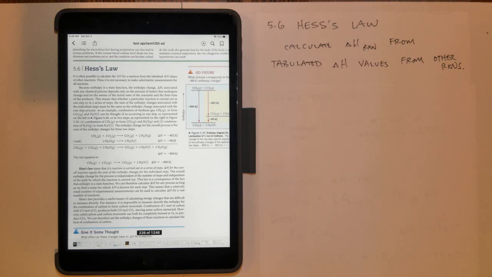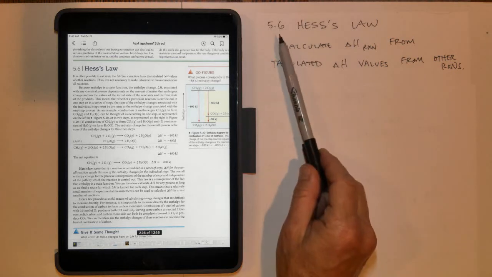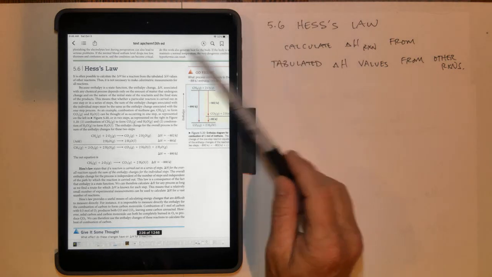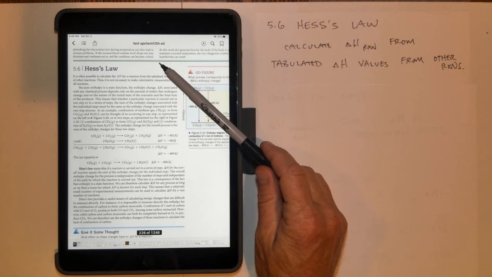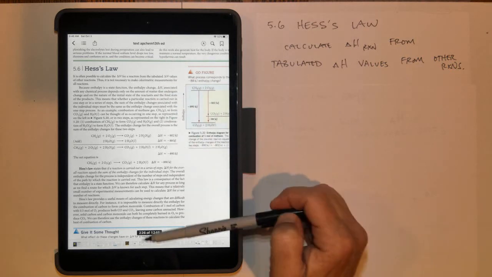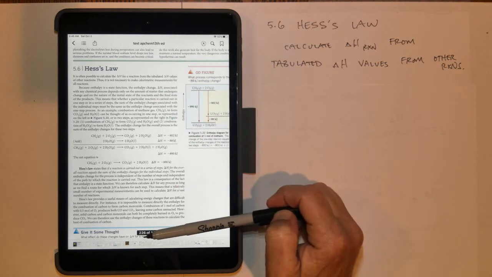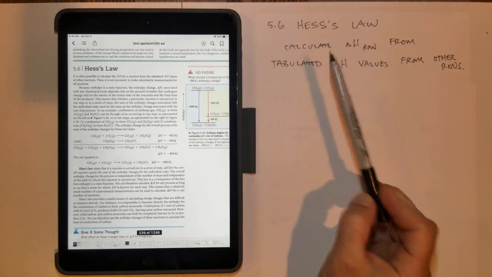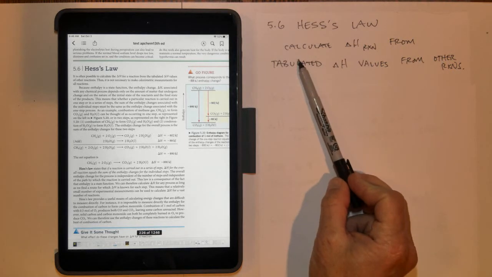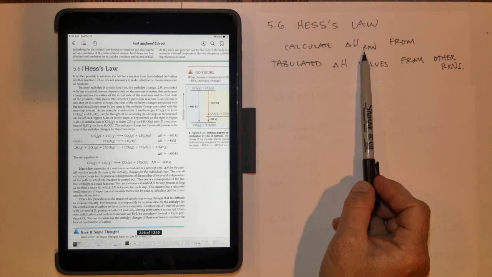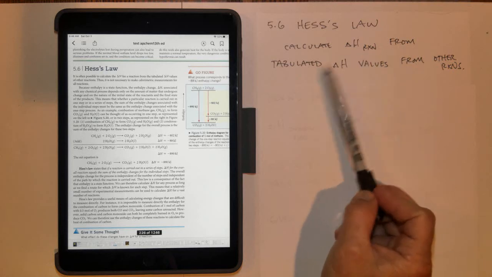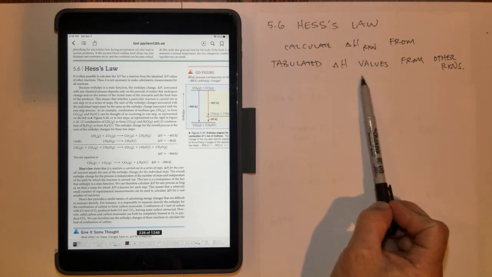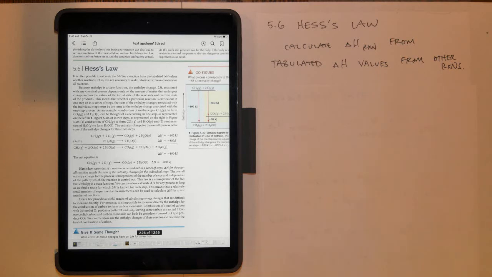So in this video we'll look at Hess's law. Hess's law is section 5.6 from Brown-LeMay-Bursten's 13th edition, and we're on page approximately 226 in the 13th edition text. Hess's law allows us to calculate the enthalpy for a reaction from tabulated values of enthalpy values from other reactions.